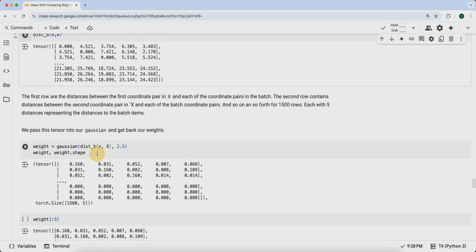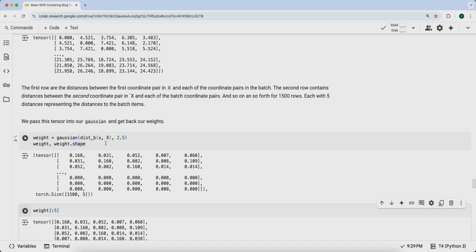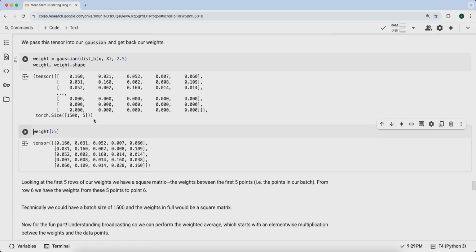Cool. So we can pass this into our Gaussian and we get back a tensor of weights. I'm just going to look at the first 5 weights, and we can see that we have a square matrix because the weights between the first 5 points, the points in our batch, are the same across the points. So here, this is the distance from the first coordinate in the batch and the first coordinate pair in the data set, which is 0.016. We also have the same 0.016 value between the second coordinate and the second coordinate, so a distance difference of 0. We put that in the Gaussian and we get a 0.16. So the diagonals are all 0.16.